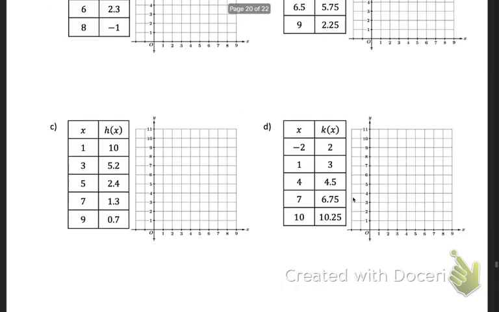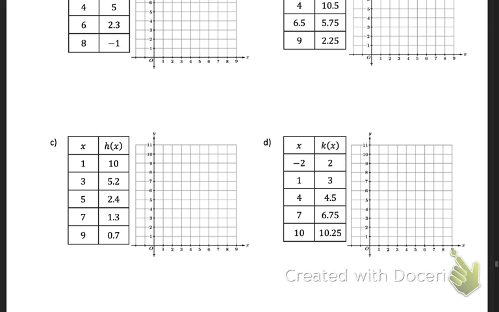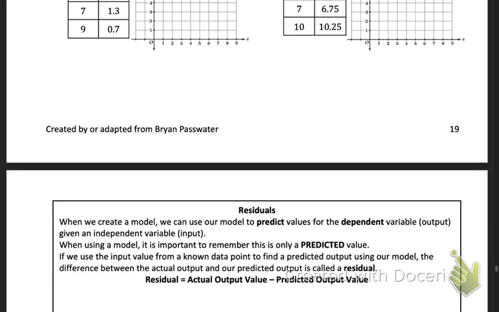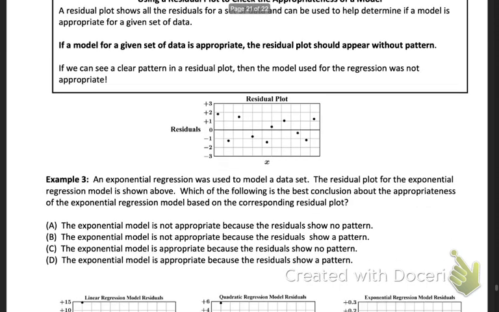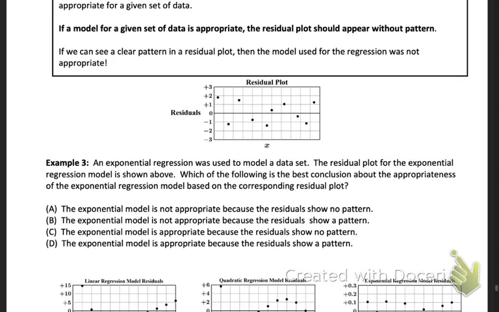So in the case of this example D here, we could find a linear model, look at the residual plot, find an exponential model, look at the residual plot, and that would help us decide better which one is actually the correct model. So if we look at example 3 here, it says we used an exponential regression and the residual plot for that regression model is above. So which of the following statements is true? When I look at this plot, those dots are scattered everywhere. So to me, that means that there is no pattern happening.